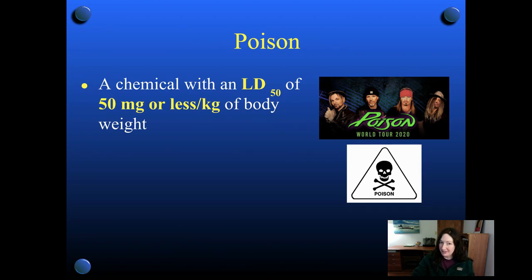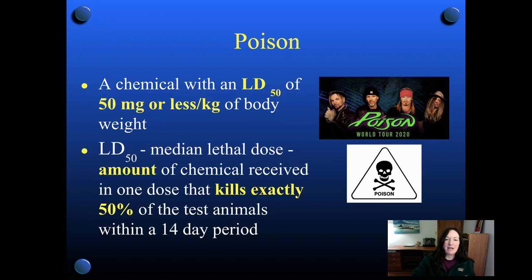Poison, in terms of environmental science, is a chemical with an LD50 of 50 milligrams or less per kilogram of body weight, which is like, what? What do you mean? So let me explain what LD50 is. It is a term that you are going to need to know for the AP Environmental Science exam. LD stands for lethal dose, and it's the median lethal dose. Remember, median is middle, so that's what the 50 is.